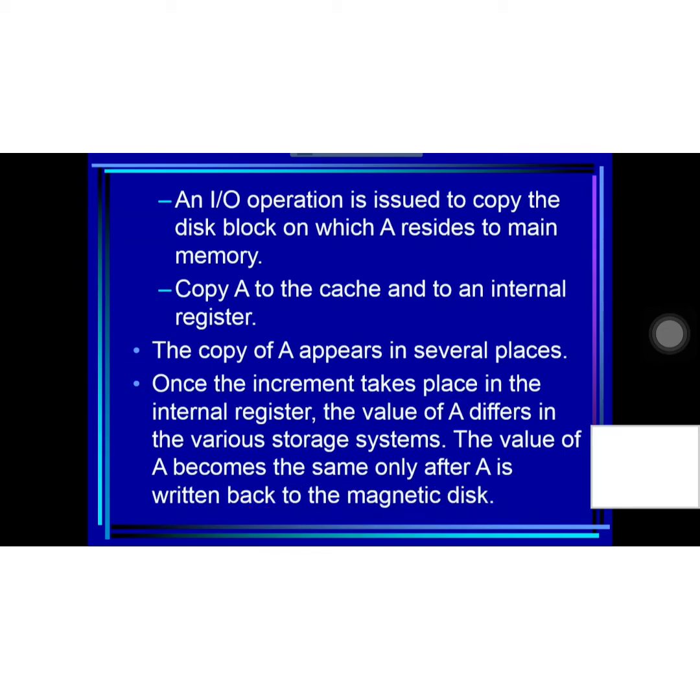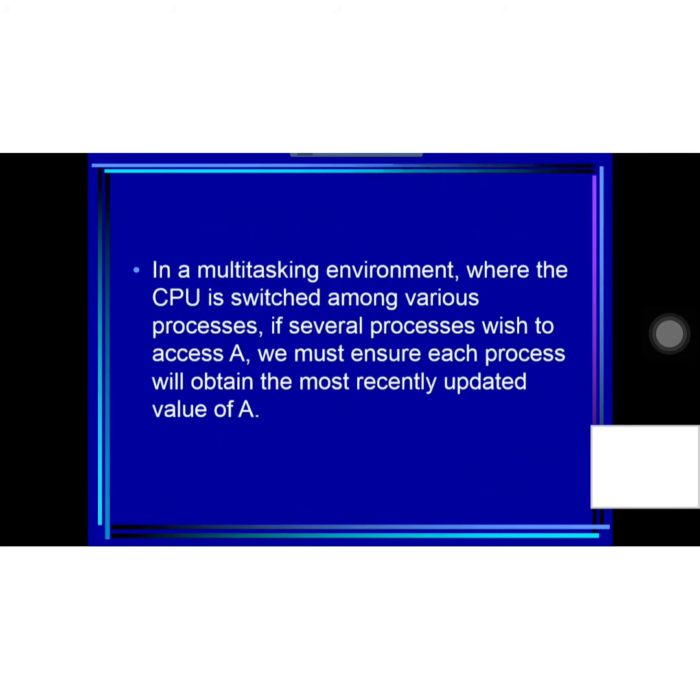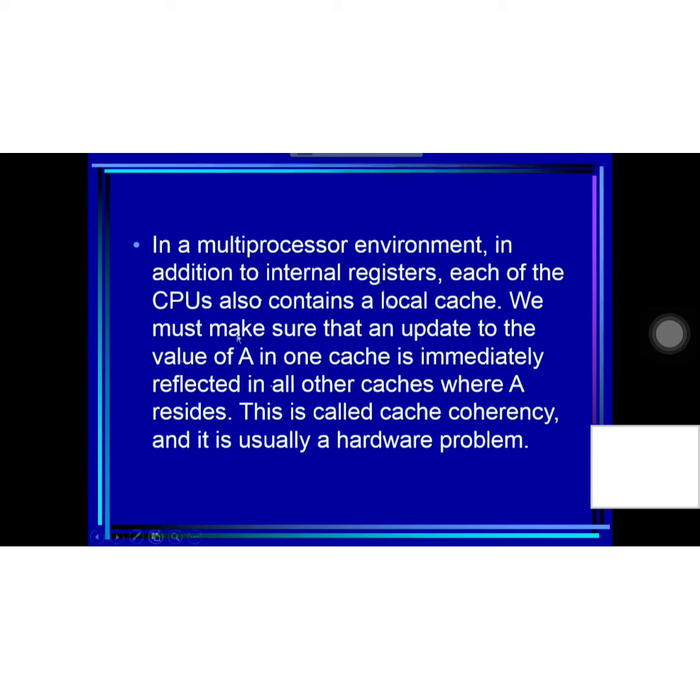The situation becomes more complicated in a multiprocessor environment, where, in addition to maintaining internal registers, each of the CPUs also contains a local cache. In such an environment, a copy of A may exist simultaneously in several caches. Since the various CPUs can all execute in parallel, we must make sure that an update to the value of A in one cache is immediately reflected in all other caches where A resides. This situation is called cache coherence, and it is usually a hardware issue.